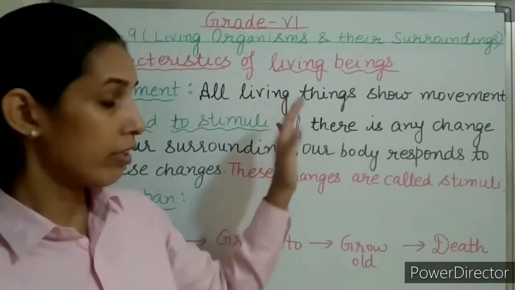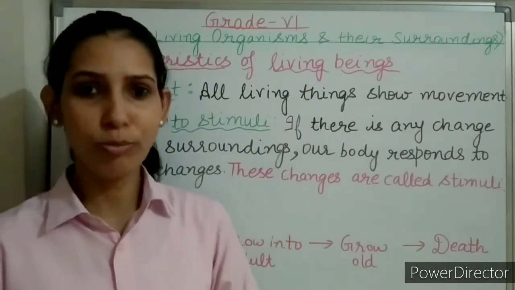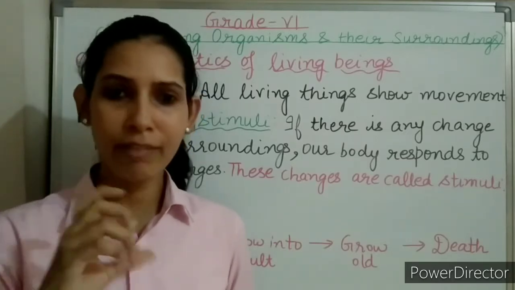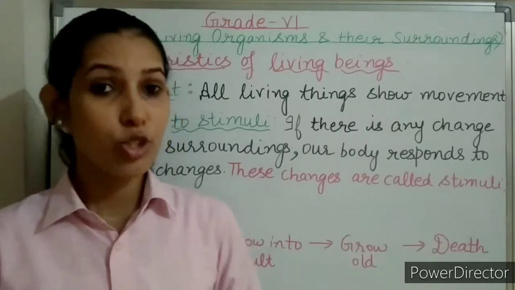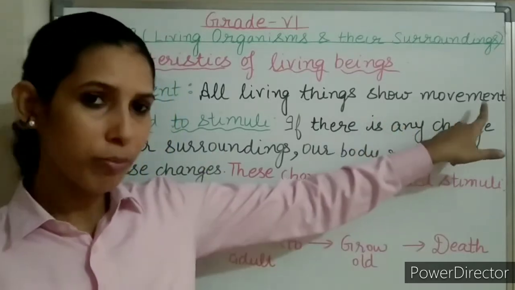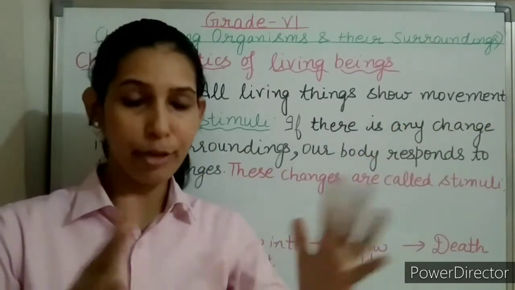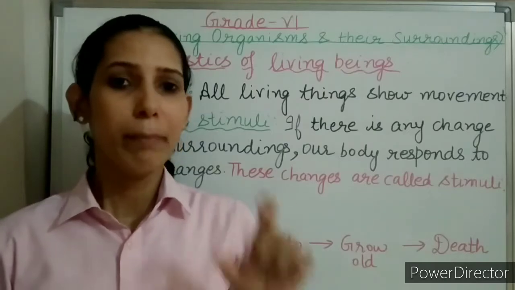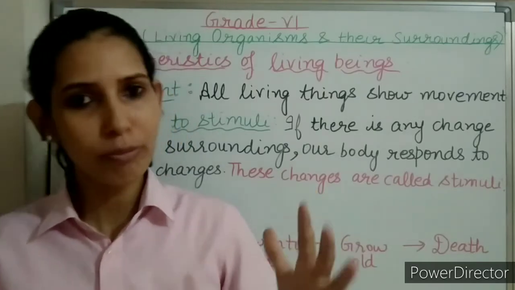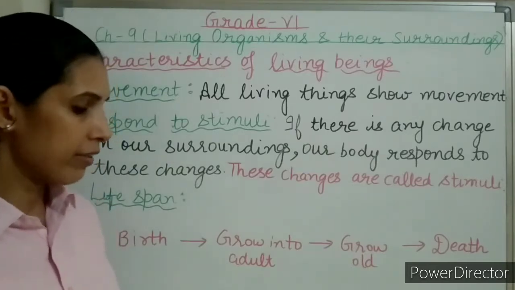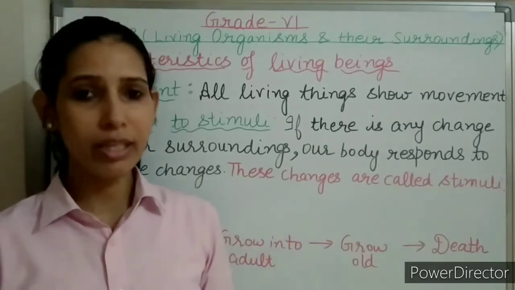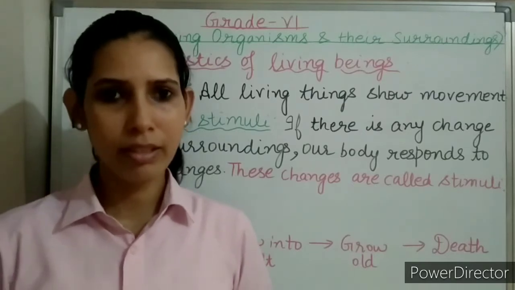But the parts of the plants show movement. When wind blows, we have seen the leaves and the branches of the tree show movement. So all living things show movement. Yes, it is true that plants cannot move from one place to another, but the parts of the plants show movement. If we talk about non-living things like bus, car, truck, they can also move.